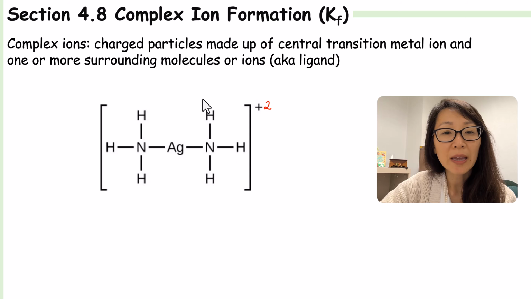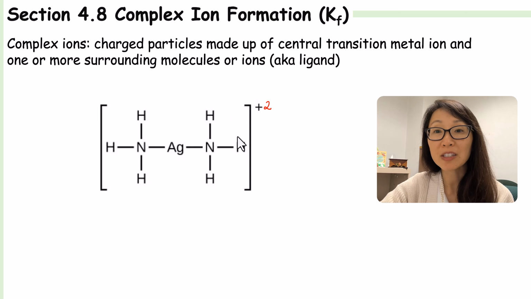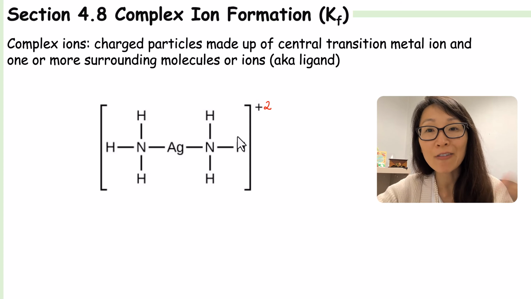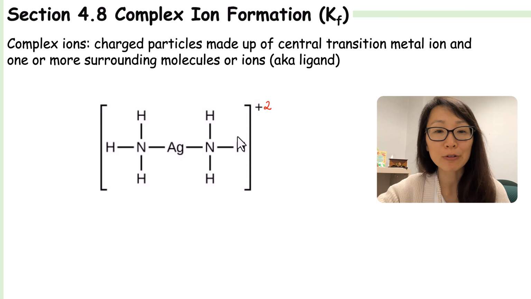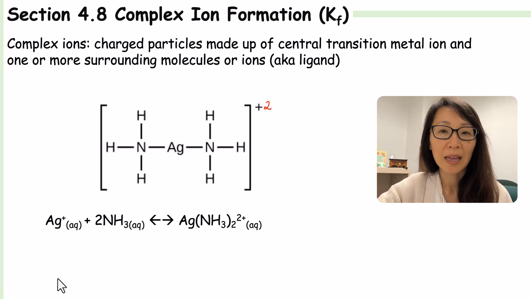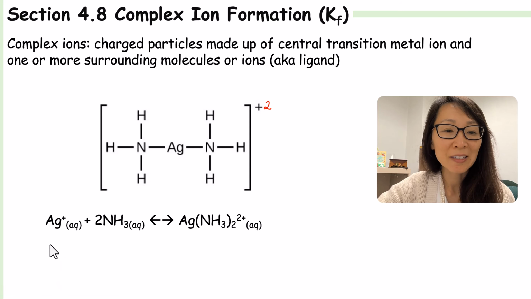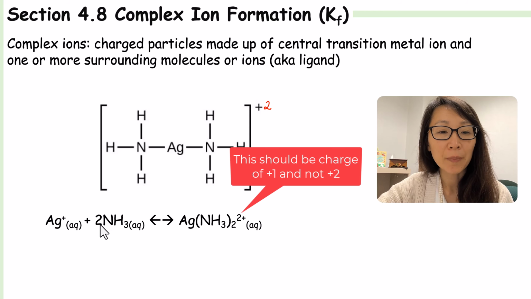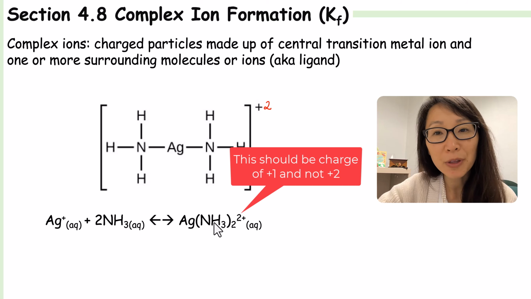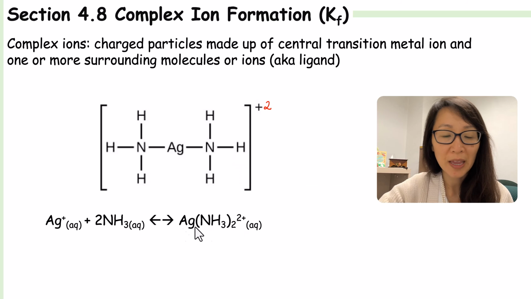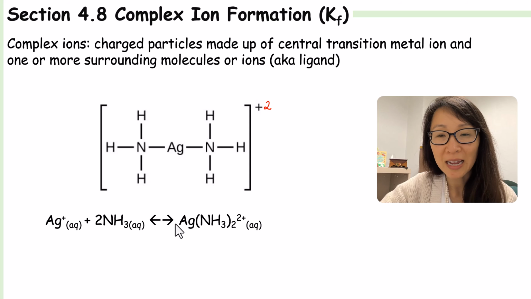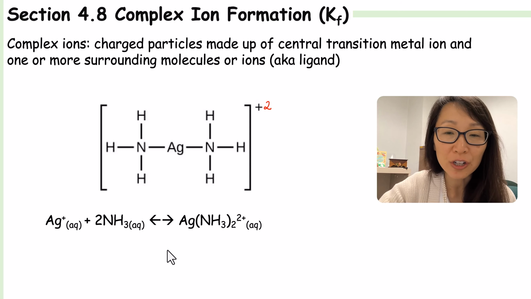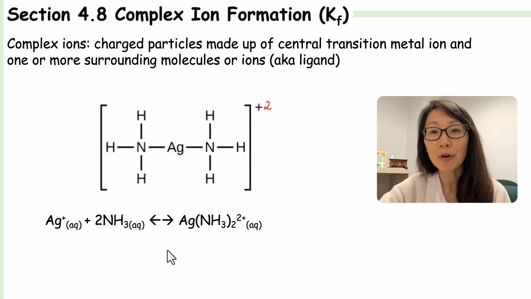Okay, so now that we have this particular complex ion formation, we can write a chemical equation for how this large molecule is formed, and that's by this equation here. You see the silver and ammonia forming into silver connected with ammonia. It has a charge of +2. Notice that there's an equilibrium sign, and hence we are talking about complex ion formation at equilibrium. So this Kf is the equilibrium expression for the complex formation.